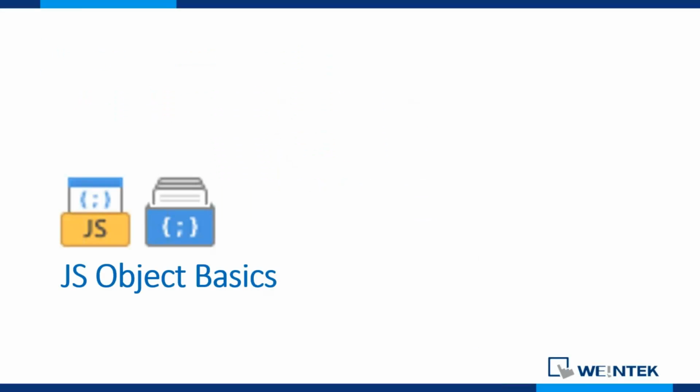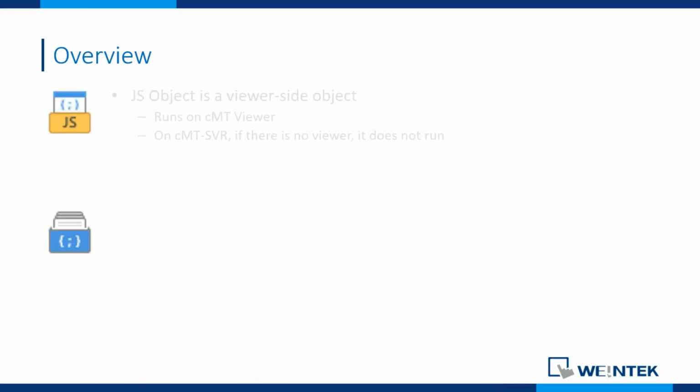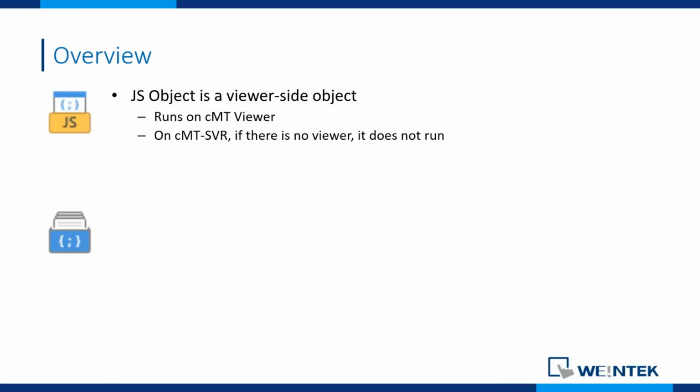And then I'm going to talk about the basics of our JavaScript objects. So again, for today, I'm just going to talk about the ideas. And if you want to know more, you can fill out the questions so we may know what we are going to cover for our next class. All right. So JavaScript object, it is actually a viewer-side object. So it runs on CNT viewer or on the HMI.